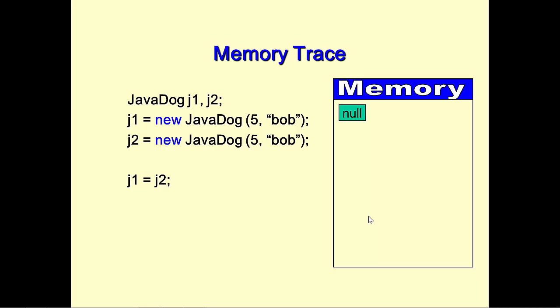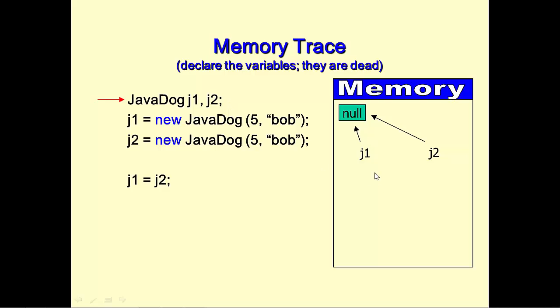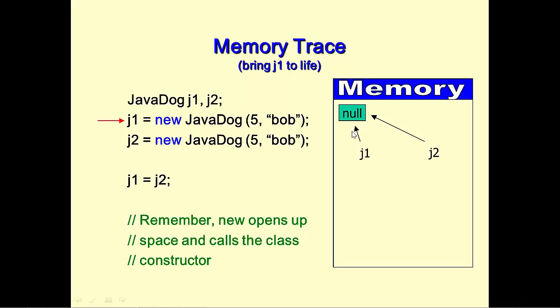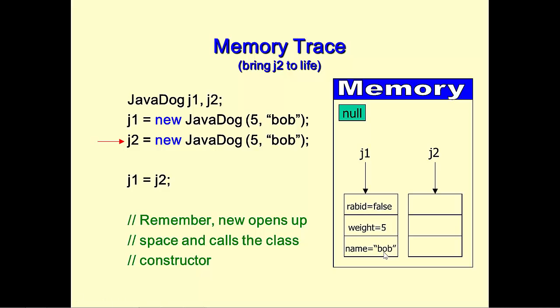Let's see what we're talking about here. We'll do a memory trace, and you can see that in the first line we've created a JavaDog J1 and J2. So what's going to happen here is that J1 and J2 are going to point to null. In other words, they're going to be dead dogs. Now in the next line down, I bring J1 to life. I'll say J1 gets a new JavaDog, passing it the weight of 5 and the name of Bob. So what's going to happen? Now J1 is going to point to this chunk of memory, and we're going to fill in the information from the constructor. So rabbit is going to be false, weight is going to be 5, and name is going to be Bob. Now if you notice what we do in the next line, we do the same thing with J2, giving it the values 5 and Bob.